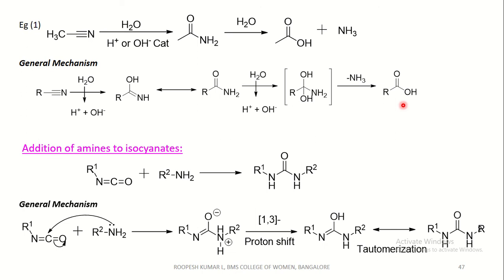Coming to the next, addition of amines to isocyanates. This is an isocyanate moiety. This reacts with an amine to form the corresponding urea. This is a substituted urea. Coming to the general mechanism, the lone pair on nitrogen attacks this carbon with the formation of a negative charge on oxygen. Then this oxygen takes a proton which neutralizes the positive charge on nitrogen. This is a 1,3 proton shift to form the corresponding compound. This on tautomerization gives a substituted urea.